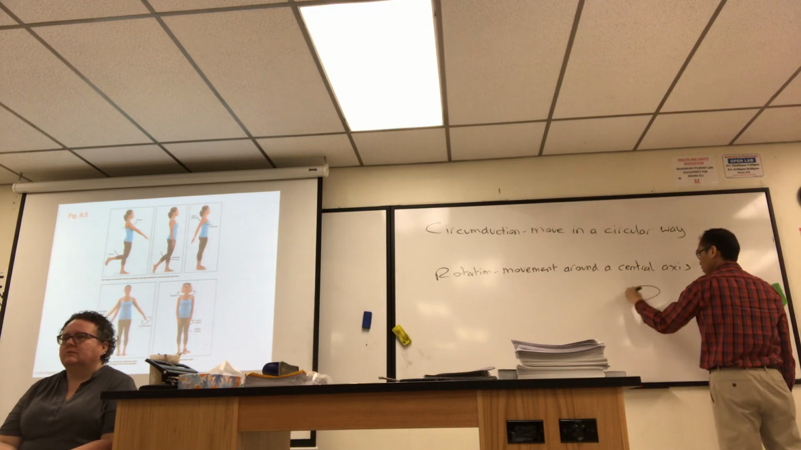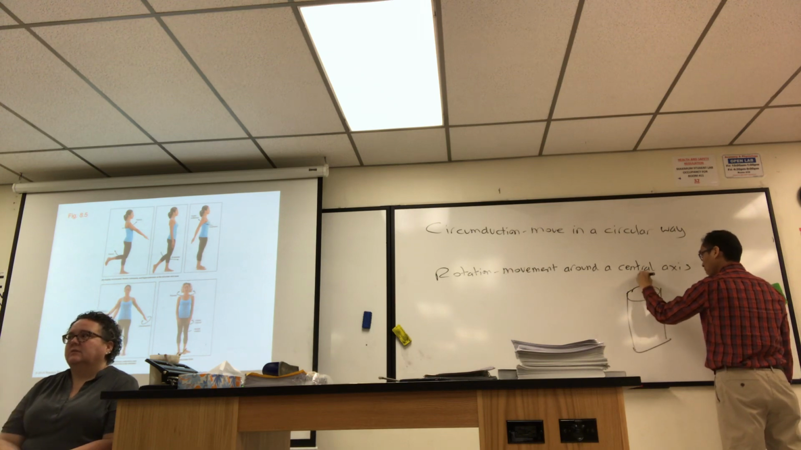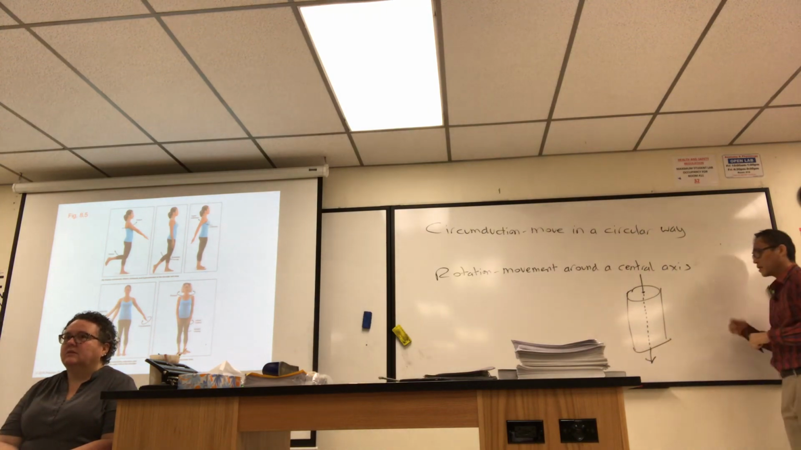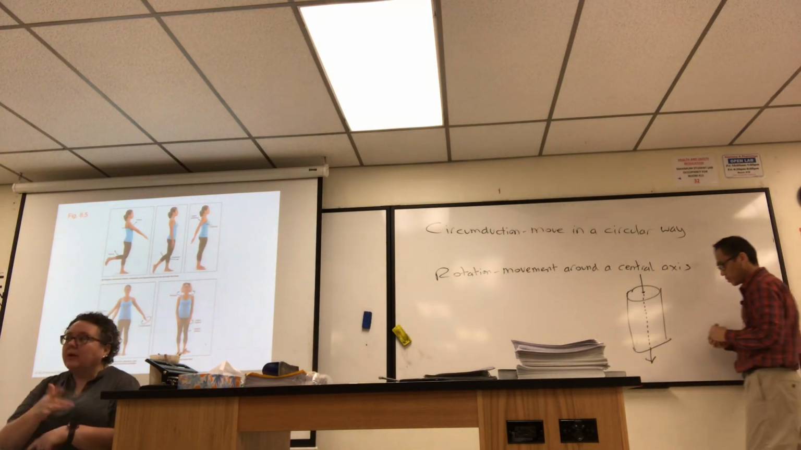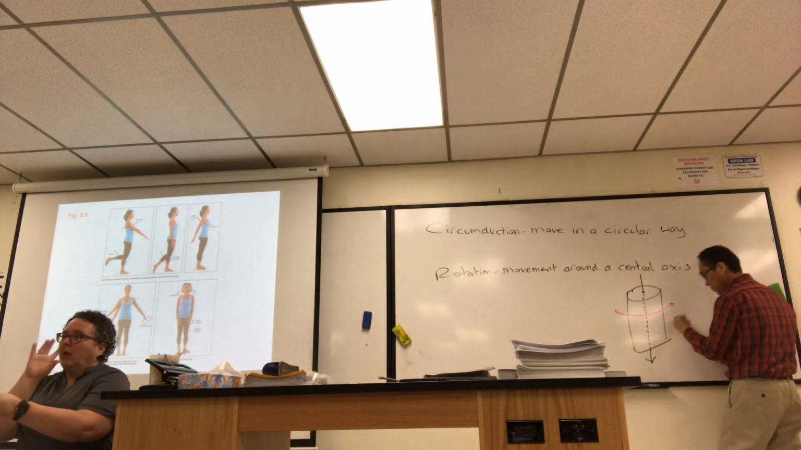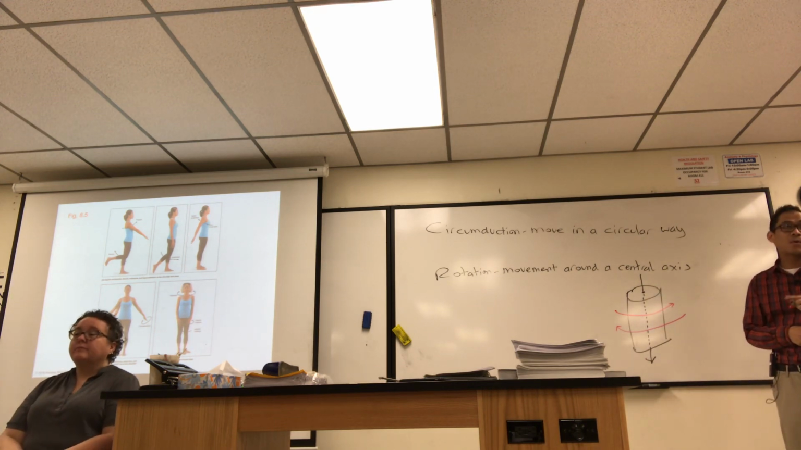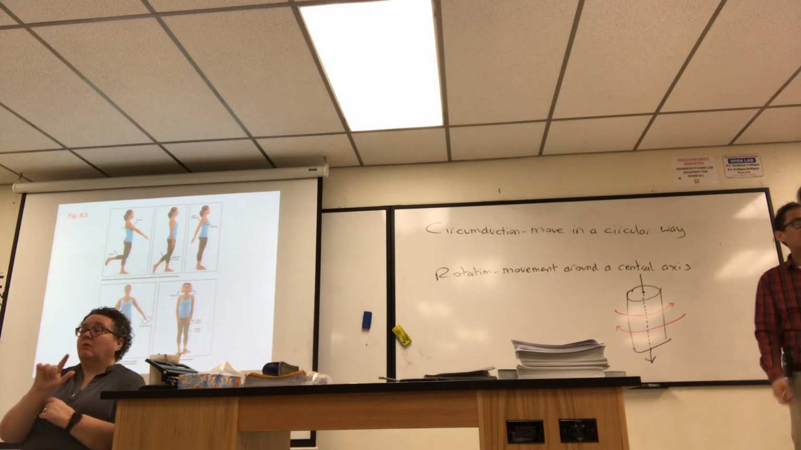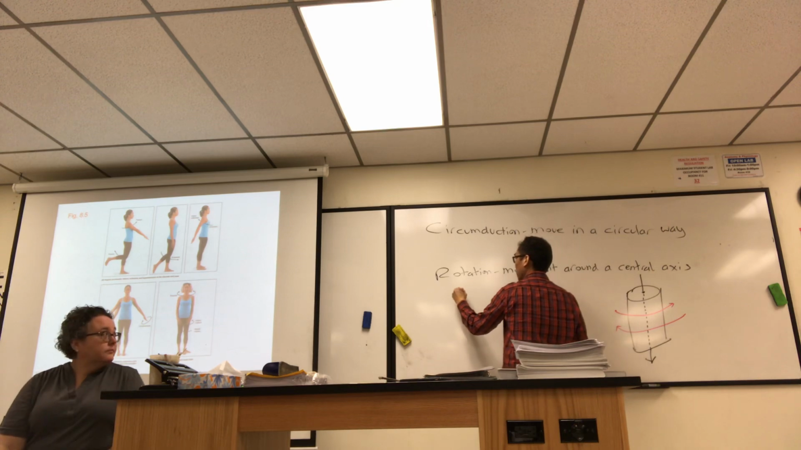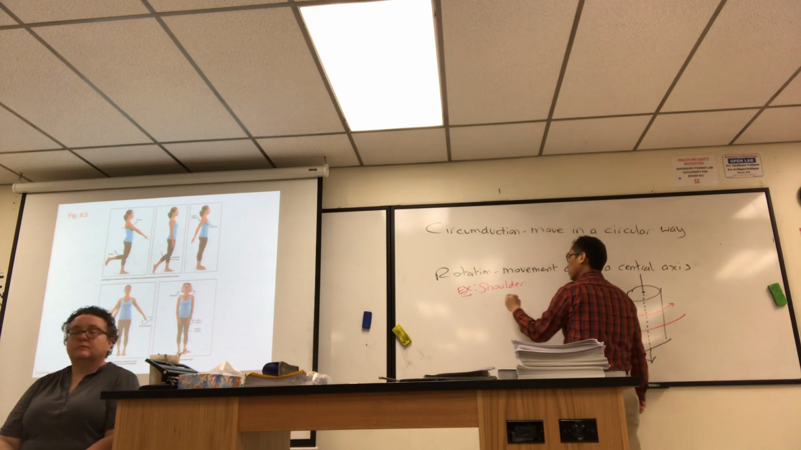So if you have some kind of structure like this, and you have a central axis going through it, and this thing can rotate around that central axis, you can rotate it one way or rotate it back the other way. That's what we're talking about. So for example, you can have medial or lateral rotation. Say for example, at the shoulder.